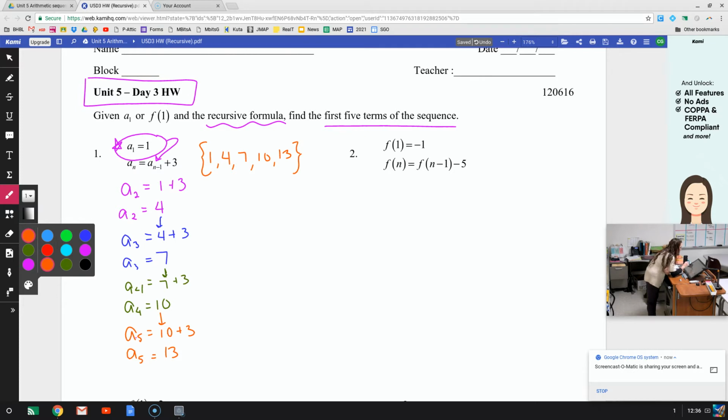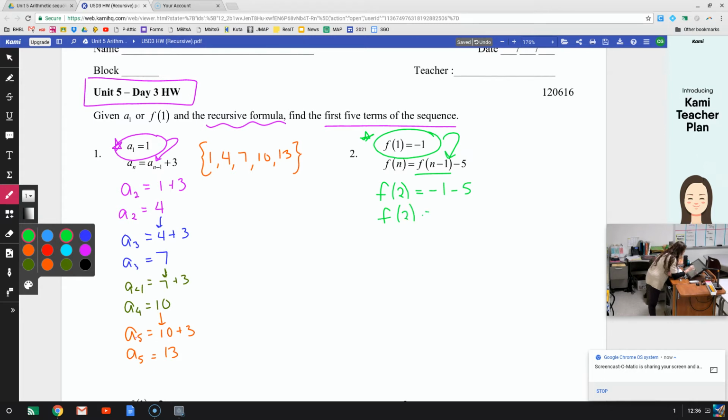Now, in function notation, not a whole lot different. So in function notation, again, I have a starting point. If I don't have a starting point, I can't go anywhere. So I want f of 2. What I'm going to do is plug into my previous term. So negative 1 minus 5. My f of 2 is going to give me negative 6.